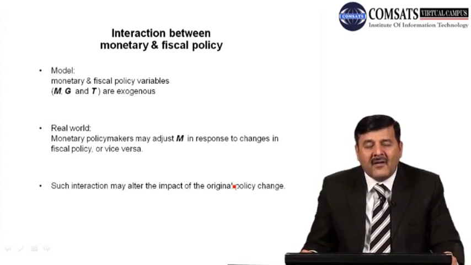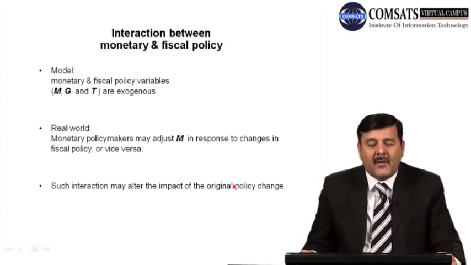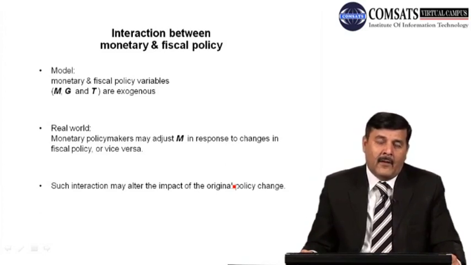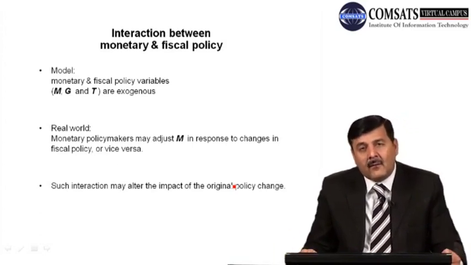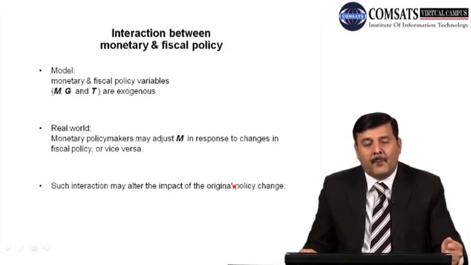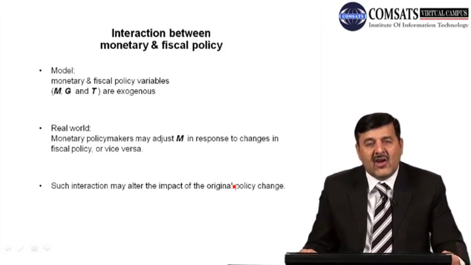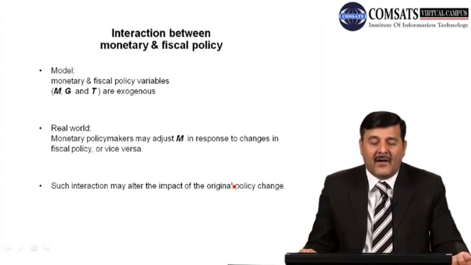Model क्या है? Monetary and fiscal policy variables M, G and T are exogenous, but in the real world monetary policy makers may adjust M in response to change in fiscal policy or vice versa. Normally मॉडल में हम assume कर रहे हैं कि M, G and T given है, constant है, but practically real world दुनिया में हकीकत में क्या होता है कि monetary policy makers can change M in response to any change in fiscal policy variable and vice versa.